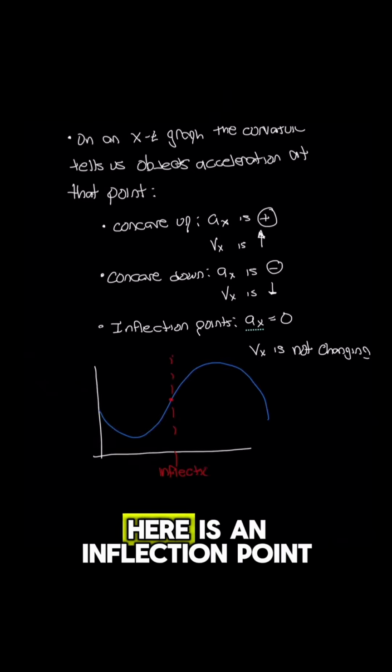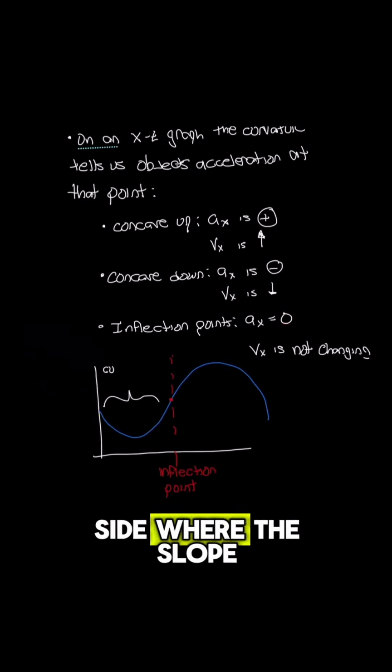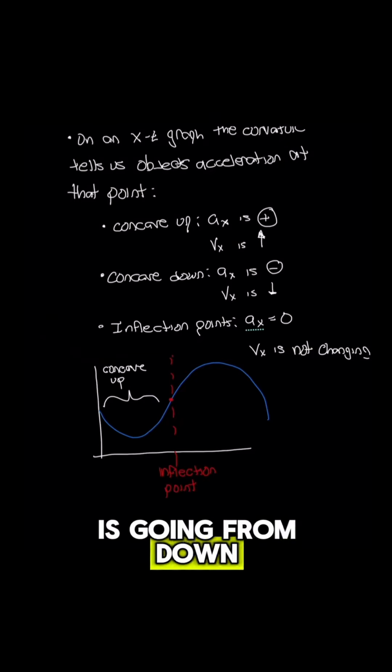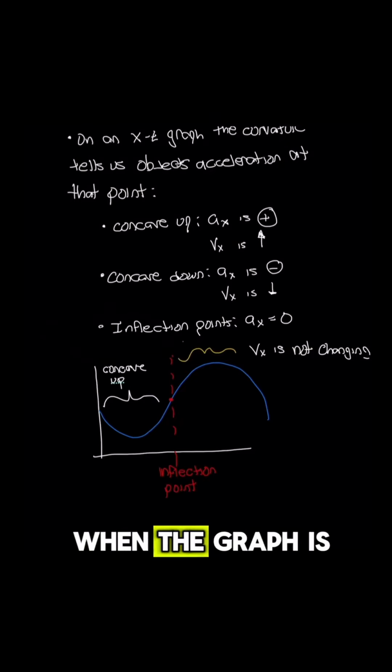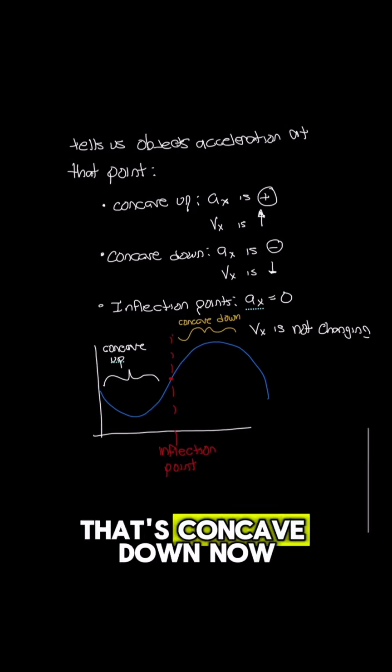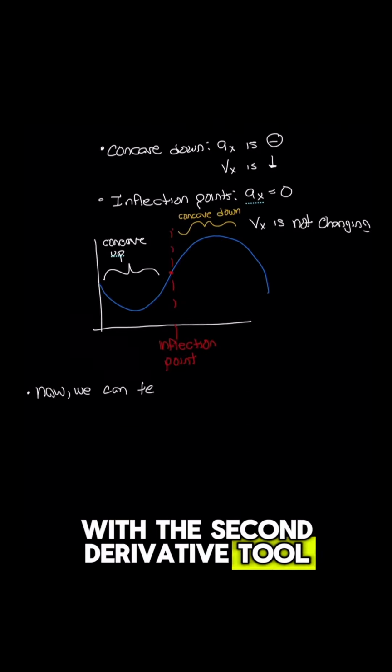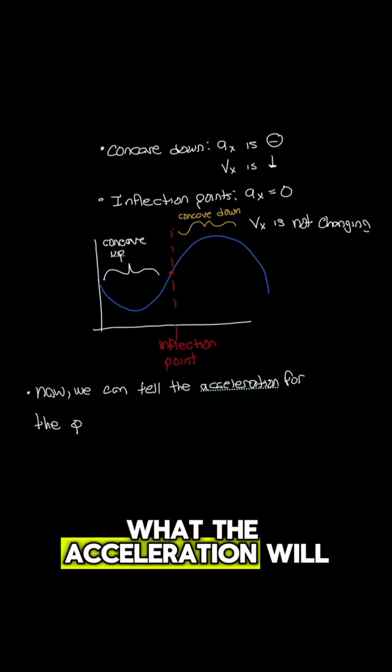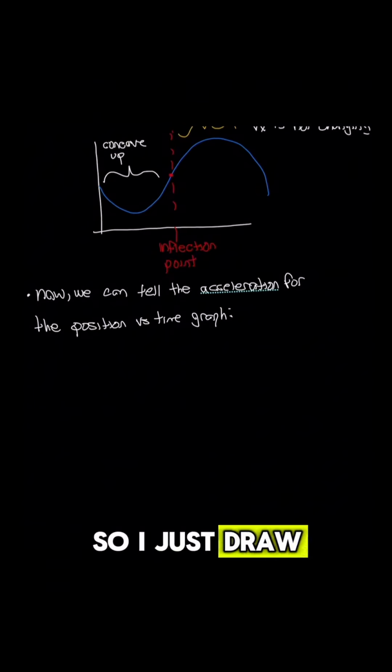So in the middle here is an inflection point, and on the left side where the slope is going from down to up, that's concave up. And when the graph is going up to down, that's concave down. Now with this second derivative tool, we can now identify what the acceleration will be at each point in the graph. So I just draw the graph again below.